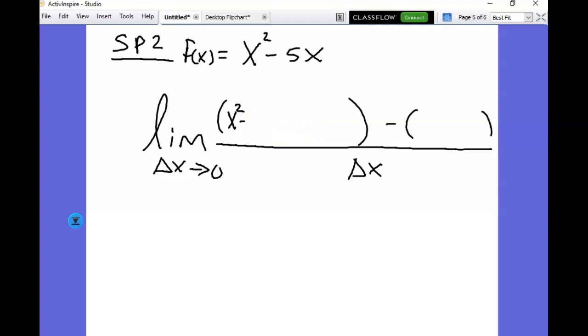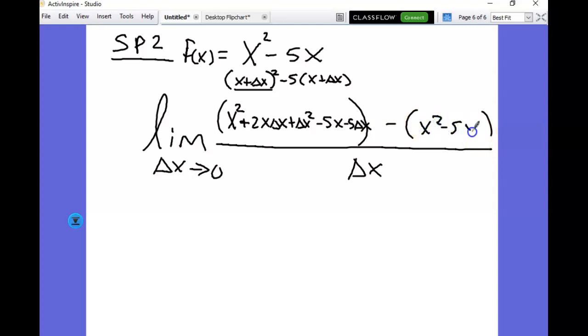So what it should be is if we were to plug in our x plus delta x here, right? And then we FOIL this out, right? This will become 2x delta x plus delta x squared. This will become minus 5x minus 5 delta x. Now how about the second set over here? What about this being right? Yes, it would. Okay. And then after that, we're going to distribute, right?